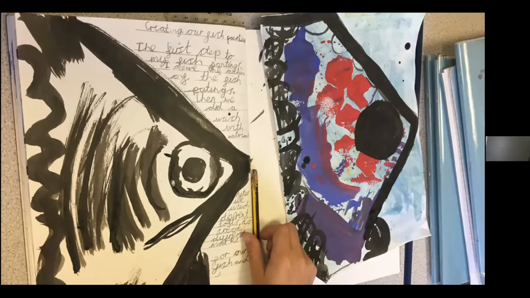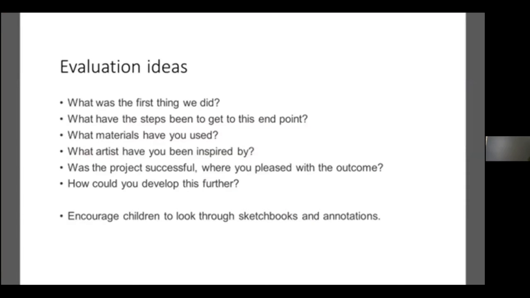And then eventually they wrote their evaluation around their fish drawing, which I thought was quite nice. The teacher did that with them. In terms of evaluating, these are some of the things that I use to generate conversations with the children. It might be that evaluating is just something as simple as going back through their sketchbooks, through their learning journey, and getting them to annotate their sketchbook.